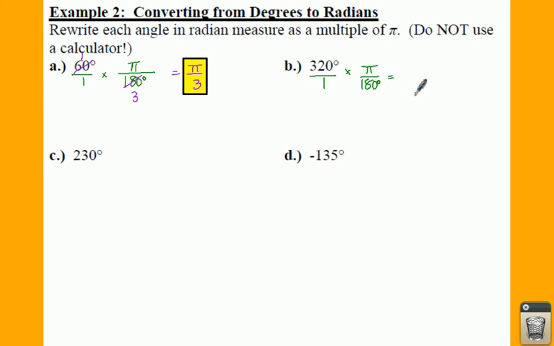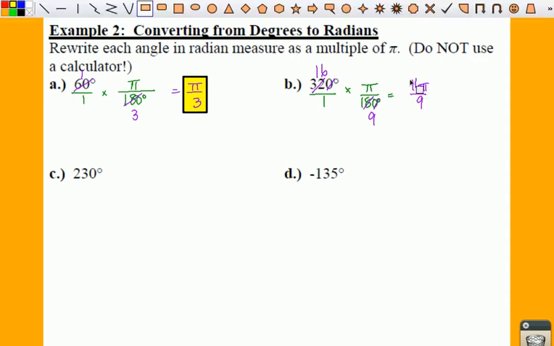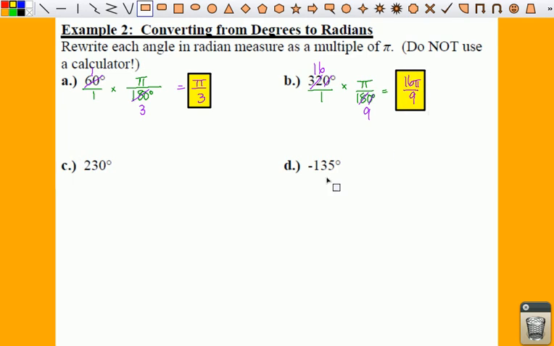No calculator, folks. No calculator. So you cancel out the degrees. Well, easiest thing, each of those zeros can cancel. So if you cancel the zeros, then you have 32 and 16. That just cancels to be 16 over 9. And you get 16 pi over 9. So there's your solution for example 2b. And then I'll let you try 2c on your own.